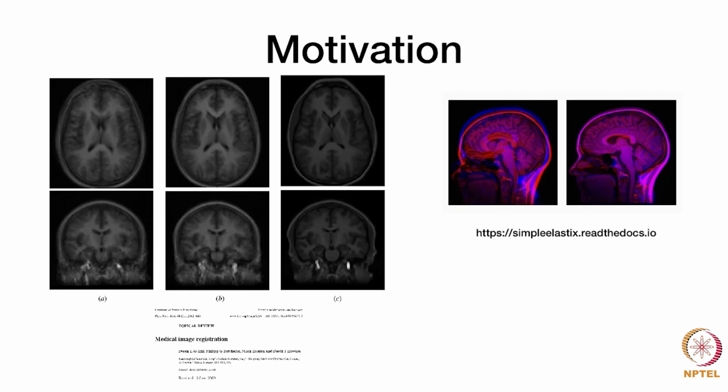Okay, so here is some example. This is from the review paper by Hill and others. Here, what is shown are three columns A, B, C. Each one of them is basically an average of seven patient brains after alignment. So the leftmost column is the rigid transformation based alignment. The middle column is the affine transformation based alignment, and the rightmost column is the alignment after non-rigid registration. So why do we do this?